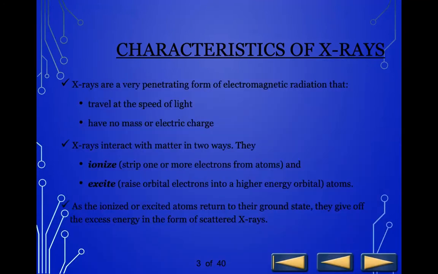Characteristics of X-rays. X-rays are a very penetrating form of electromagnetic radiation that travel at the speed of light and have no mass or electric charge. X-rays interact with matter in two ways. One, they ionize: they strip one or more electrons from atoms. And two, they excite, which means they raise orbital electrons into higher energy orbitals. As the ionized or excited atoms return to their ground state, they give off the excess energy in the form of scattered X-rays.